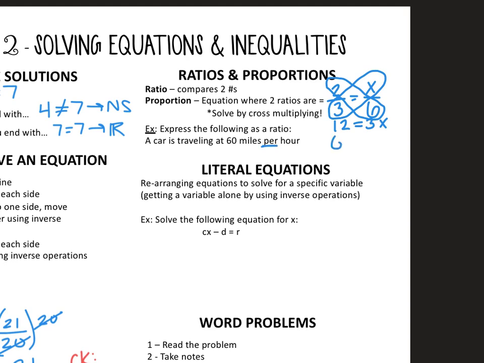So you would be going 60 miles per 1 hour. And that's how you could set up that ratio to represent that scenario.